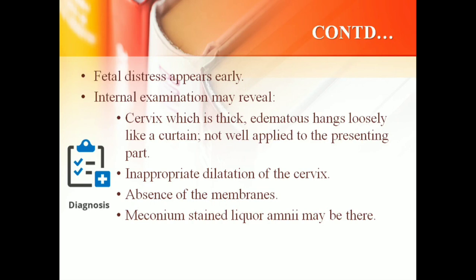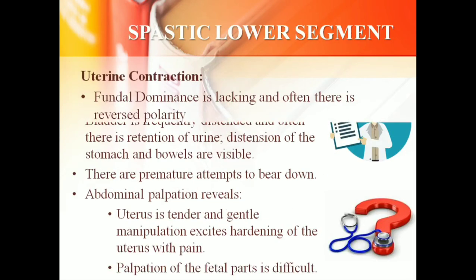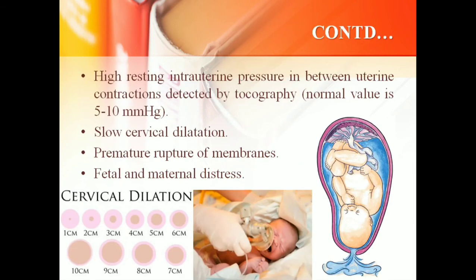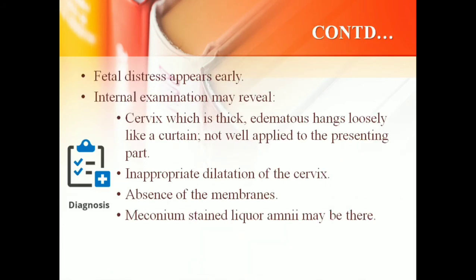And then next is the absence of membranes in some conditions. The membranes can be absent, as we have seen where there is premature rupture of membranes. If the membranes are ruptured prematurely, then there will be absence of membranes while doing the internal examination. Then meconium stained liquor and caput will be there. If fetal distress is there, sometimes due to fetal distress the fetus passes meconium. Then it can cause meconium stained liquor and caput. So this is about the spastic lower segment.